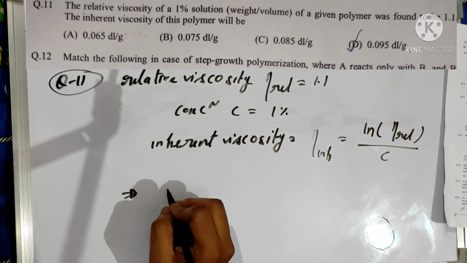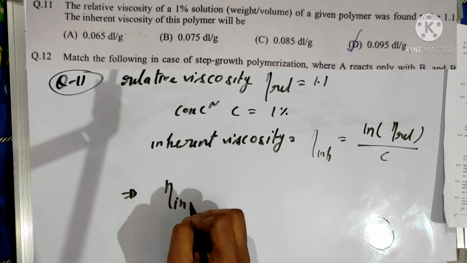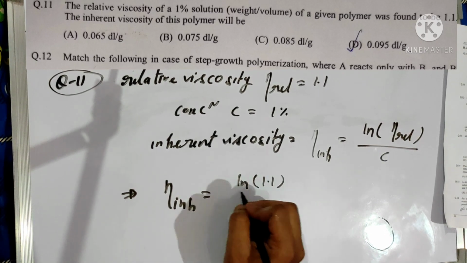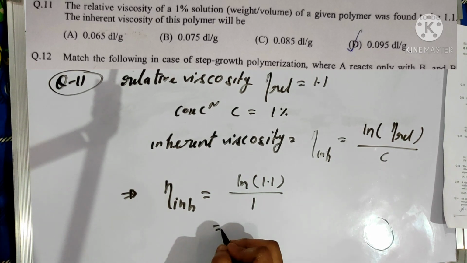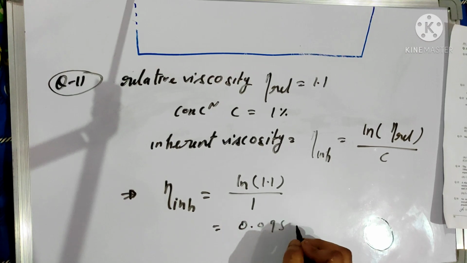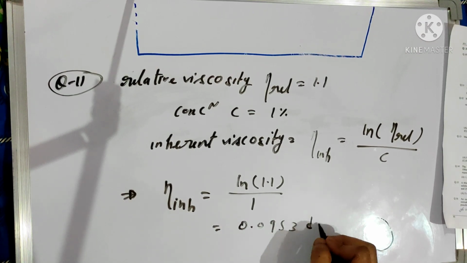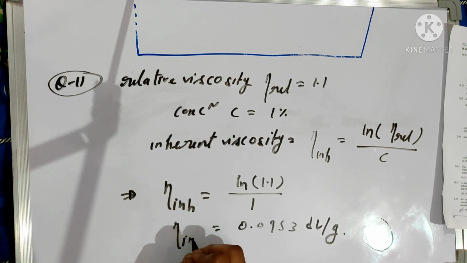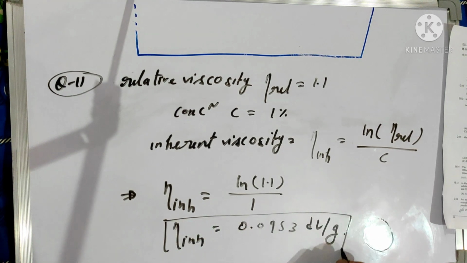So inherent viscosity is equal to ln 1.1 divided by 1, which is equal to 0.0953 deciliter per gram. Answer.